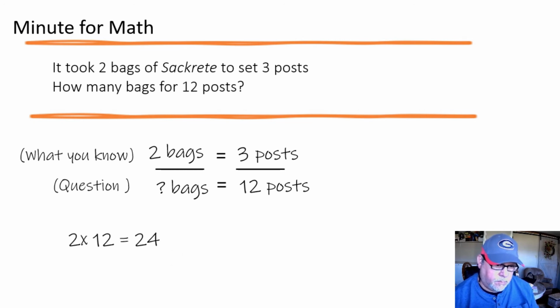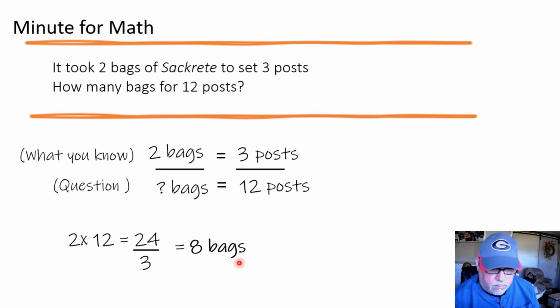So 2 times 12 right here is 24. So now we divide it by 3. 2 times 12 divided by 3 equals 8 bags. Is that what you got? Good.